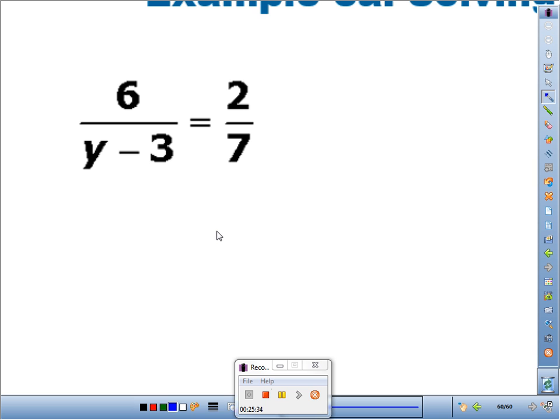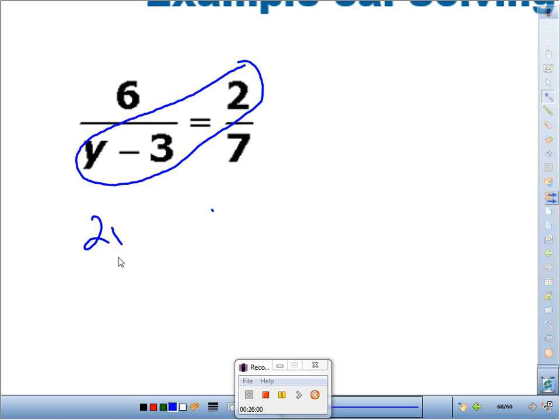That means that the same property works. And I'm going to start with a variable. The variable's down here. Watch. Boom. What just happened? I distribute the 2 to both terms. This becomes 2y minus 6 equals 6 times 7. Copy that and finish it, please.